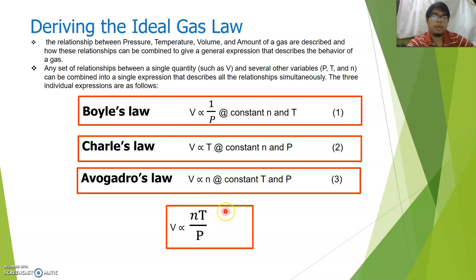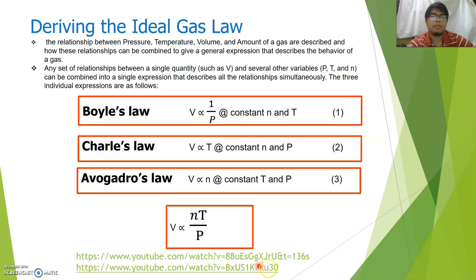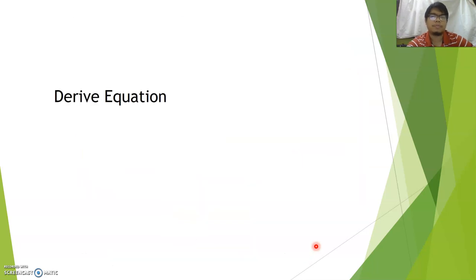When we combine all the relations together, we get that volume is proportional to moles and temperature, while it is inversely proportional to P, so we have this relationship. Here is the link that I give to you, so you can watch this YouTube video to get more clarification on what the ideal gas law is about.